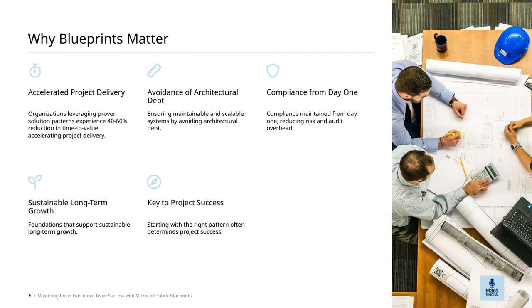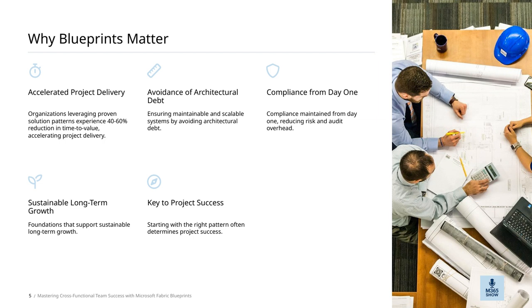Another critical aspect is compliance. By embedding compliance from day one, we reduce risks and significantly cut down on audit overhead later on. It's about building trust and ensuring our solutions meet necessary standards early in the process. Equally important is avoiding architectural debt. If we design with maintainability and scalability in mind from the start, we prevent ourselves from accumulating problems that can be costly and time-consuming to fix down the line.